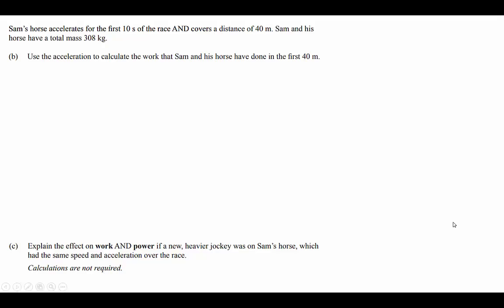Okay, so for part B, Sam's horse accelerates for the first 10 seconds of the race and covers a distance of 40 meters. Sam and his horse have a total mass of 308 kilograms. Use the acceleration to calculate the work that Sam and his horse have done in the first 40 meters. So if we use the GUESS method and we write down what we've been given and what our unknown is, then our given values are time of 10 seconds, a distance of 40 meters, and a mass of 308 kilograms.